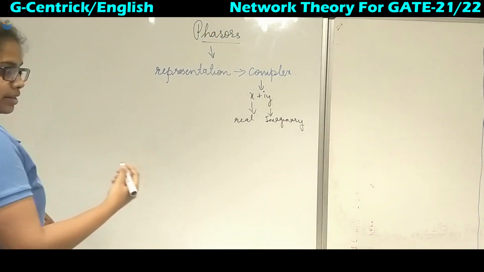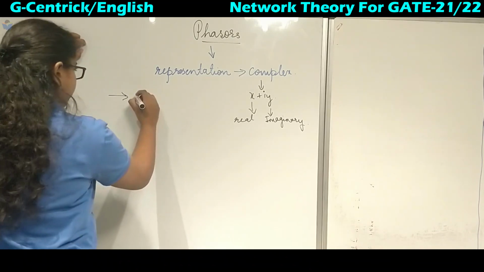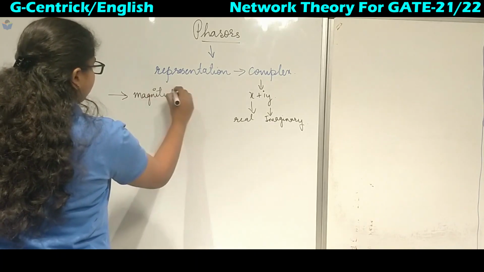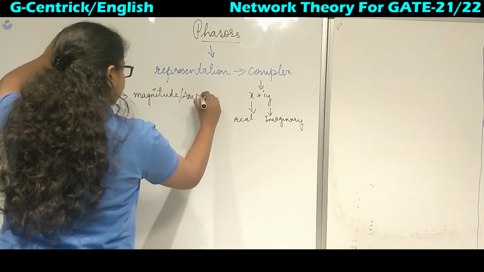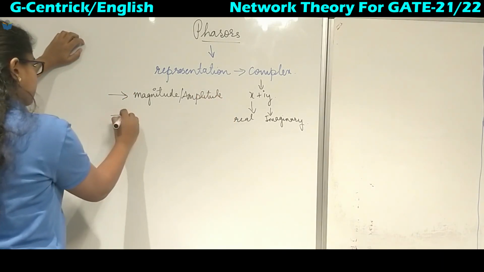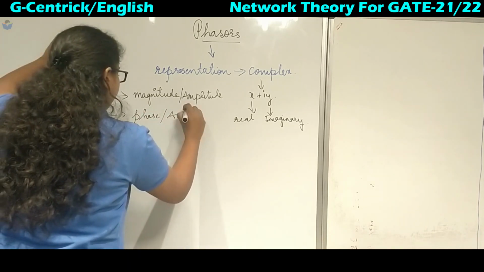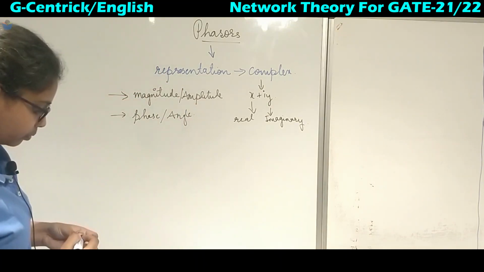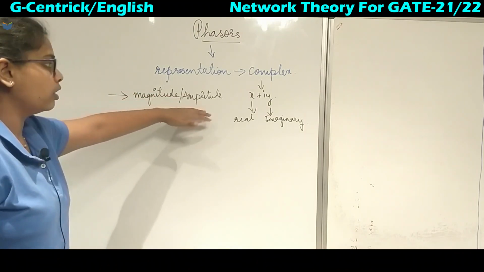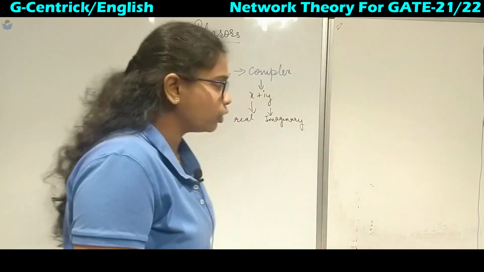Okay. So this complex form also has two parts. One represents the magnitude, or we will also call it amplitude. What is the second part? It is the phase, which we can call the angle. So this complex form can be divided into two parts: one is magnitude, or amplitude, and the second part is the angle or the phase.